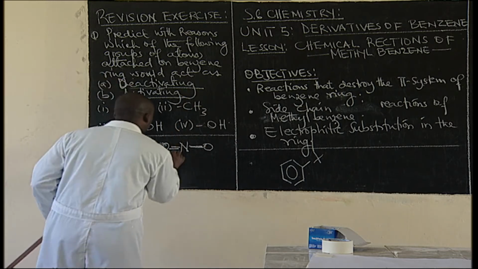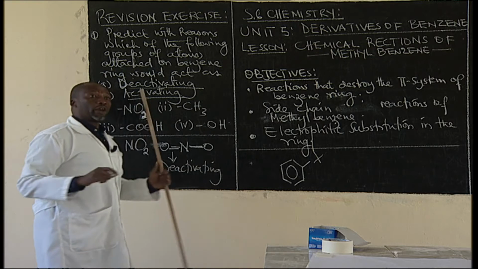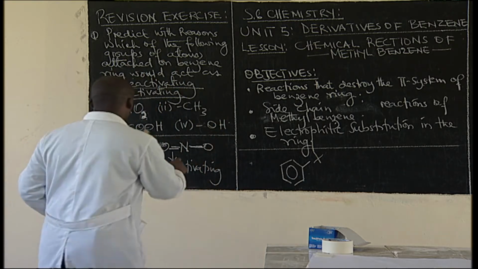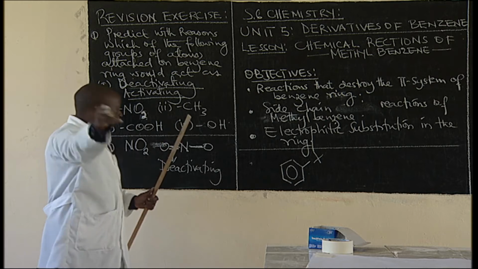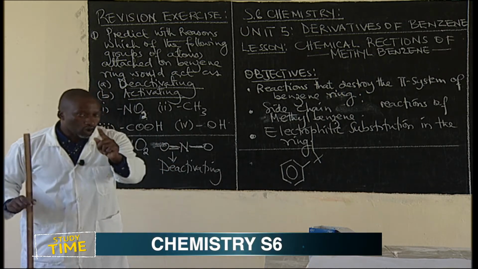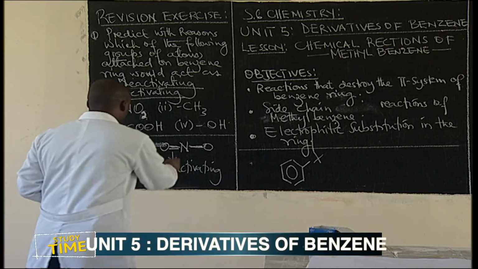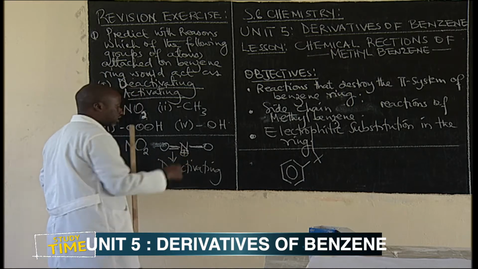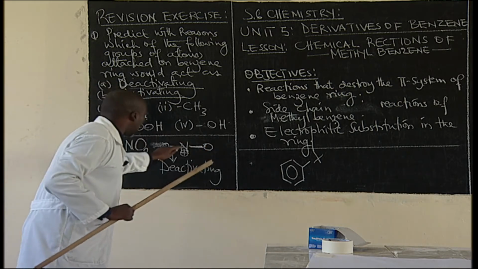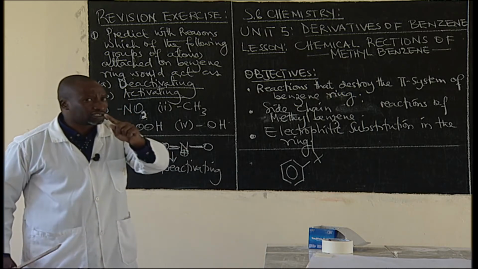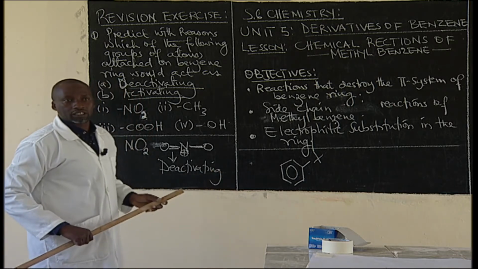That molecule is said to be deactivating. So the molecule has to be unsaturated, having either a multiple bond, double bond, or triple bond. This one has a double bond. Or, another important note that you should not forget, it must have a positive charge. The formal charge of this nitrogen is positive. So if the group attached on the benzene ring contains a positive charge, or it is unsaturated, then it will be a deactivating group.